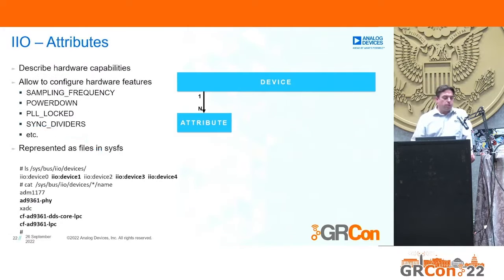So what are attributes? Attributes describe hardware capabilities, for example, sampling frequency or controlling a certain power mode, power down, for example. On a PLL, you can use PLL locked to check whether the PLL has locked.